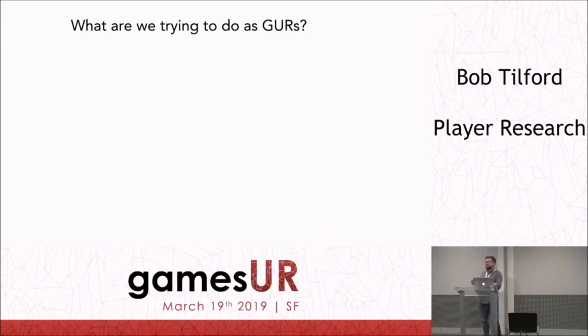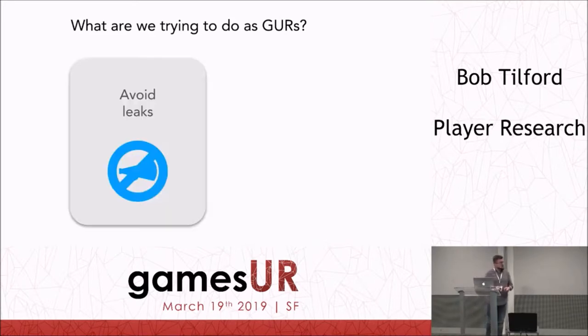Well, let's consider what we're trying to do as games user researchers. And I want to focus on two high-level goals that we have. And then I'm going to go on to talk about how I think we can use rapport to help achieve those goals. So one thing we're trying to do is avoid leaks. We're normally testing secret games or secret features, and we need our participants to keep those secrets for us when they leave the lab. We need to trust them to not tell anyone about what they saw during the testing.